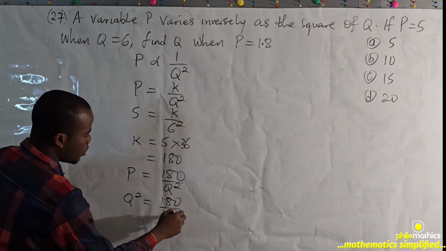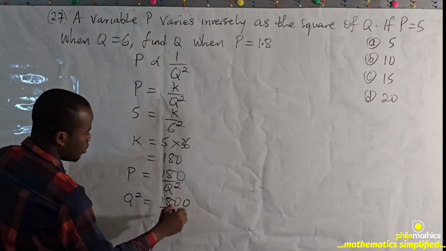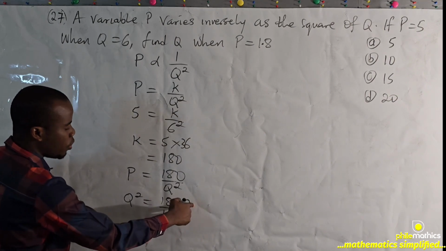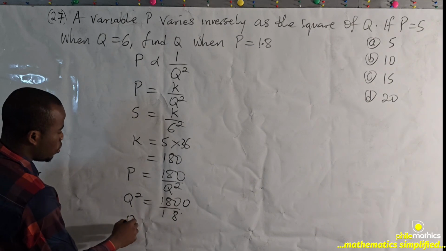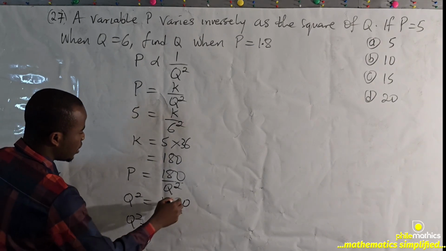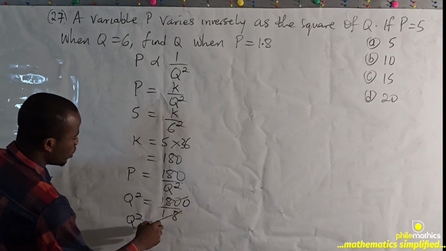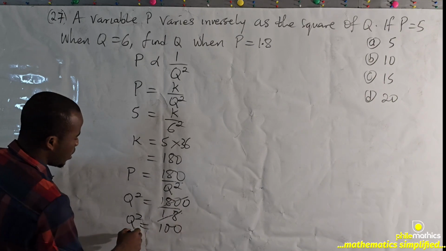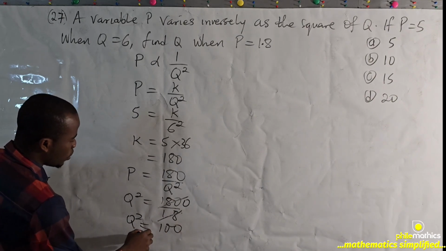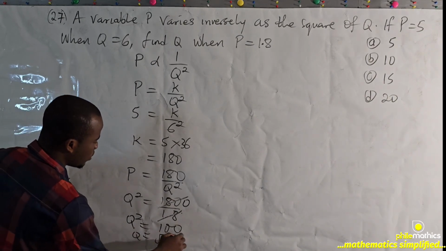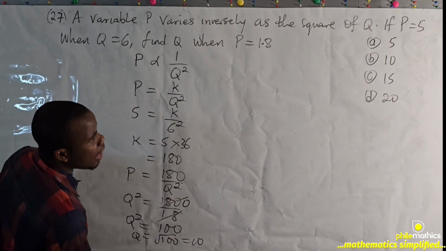So this can be, by removing this point, I add 0 here. So q squared will be 1800 over 18, which is 100. Take square root of both sides. Q is square root of 100, which is 10. And that's B.